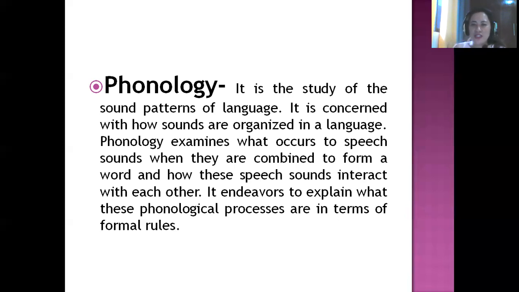So the intonation of the communicator or the intonation of an individual may depict the culture, the region where he is coming from, or the place where he is coming from, or the language group he is coming from. So that will also serve as his identity. So again, that's under phonology, the sound patterns.